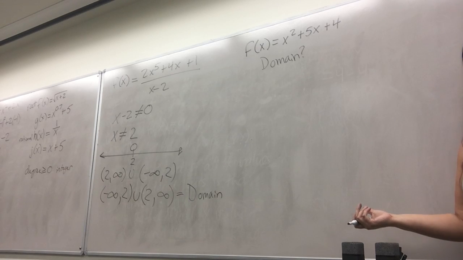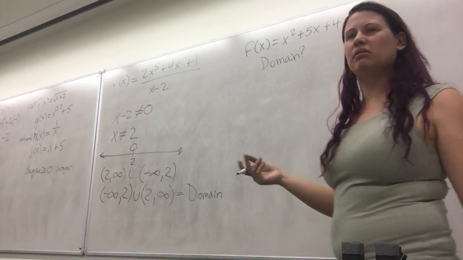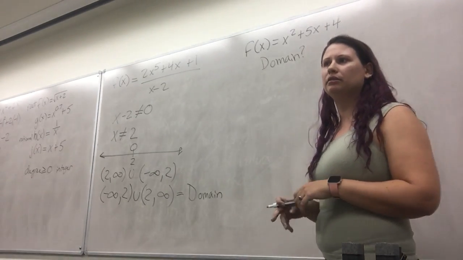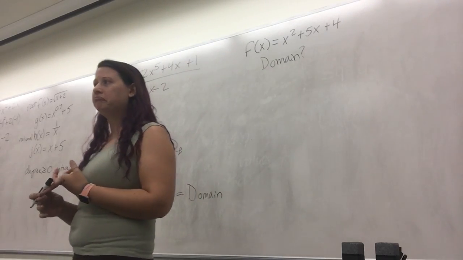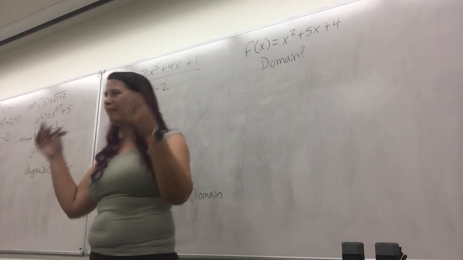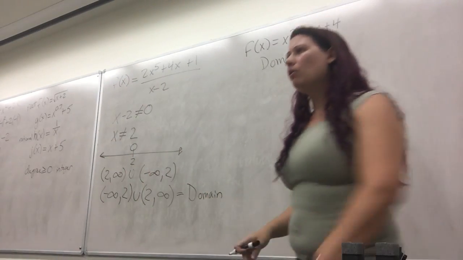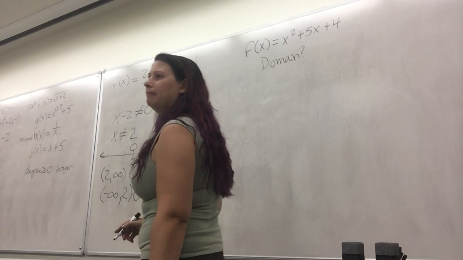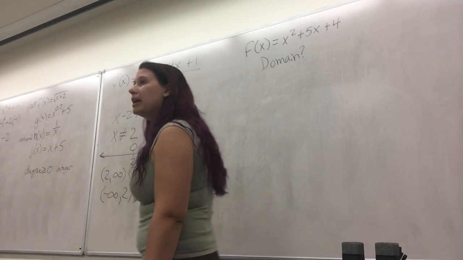Why not? Well, there's nothing that makes bad things happen. You can't make a 0 in the denominator. You can't take a root of a negative. Those are the kind of bad things we look for. Okay, so what's the domain? Everything. All real numbers. How do we write that?